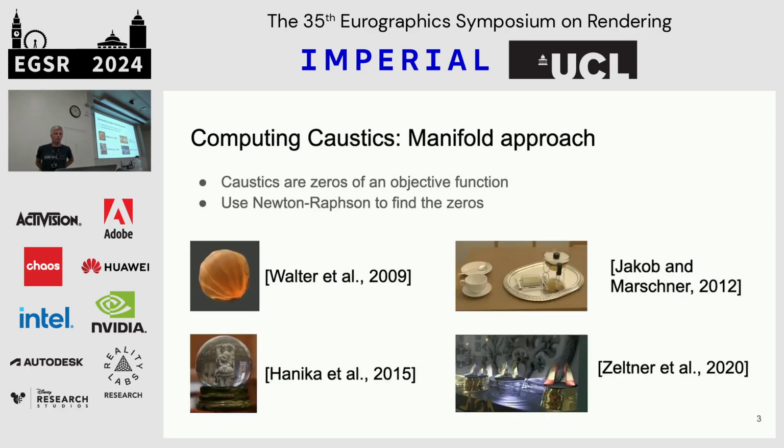In recent years, for some definition of recent, there's been a lot of work on the manifold approach. This is just key papers in the previous work. If you want an extended version of the previous work, I'll refer you to the paper. But the common idea in this line of research is that caustics are basically the zeros of an objective function, and you use the Newton-Raphson method to find those zeros.